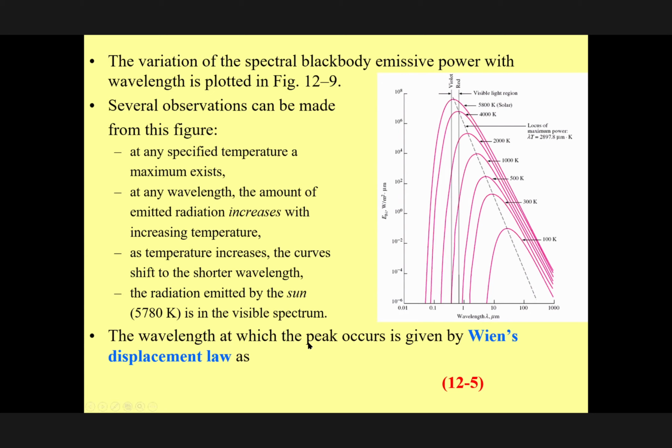The wavelength at which the peak occurs is given by this one. This is called Wien's displacement law. This chart that I mentioned, connecting all the nodes together, is described by this equation: lambda times T is equal to a constant. Therefore, you can calculate, for example, at a temperature of 400 Kelvin, what is the maximum wavelength that you can see, okay? That's an expression. Any question?